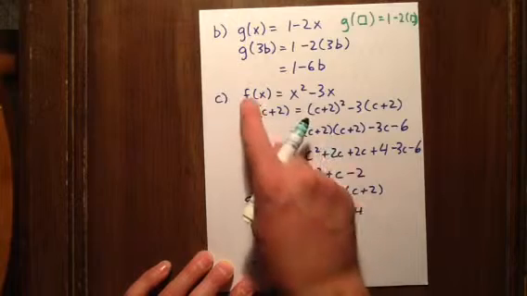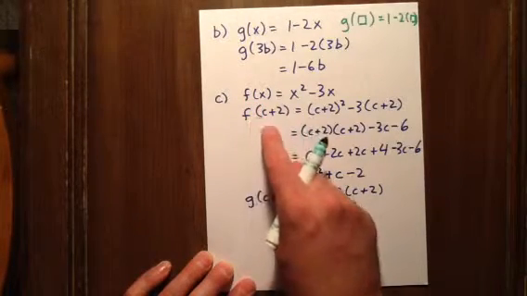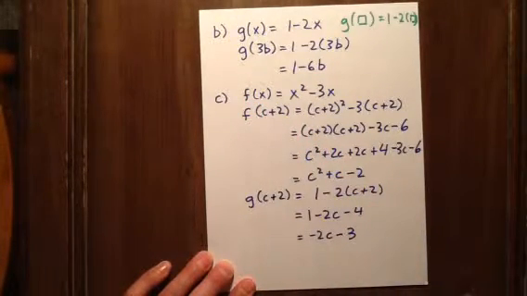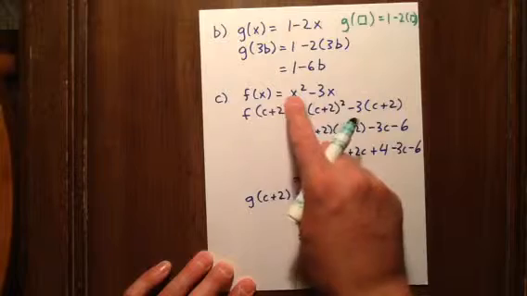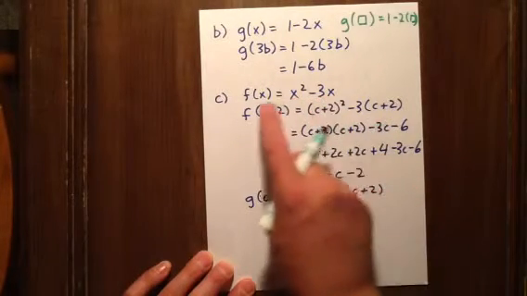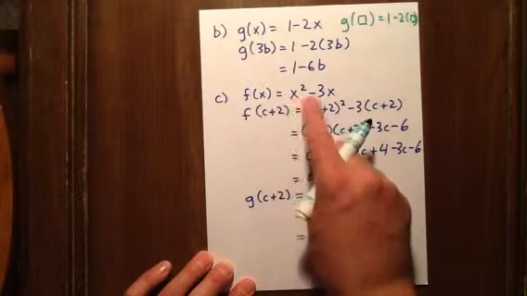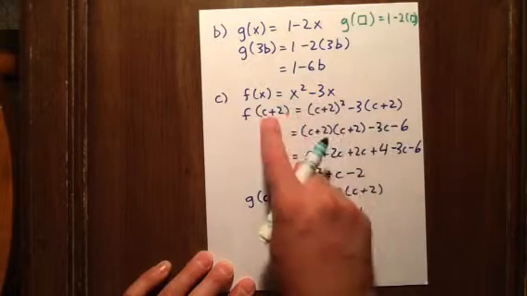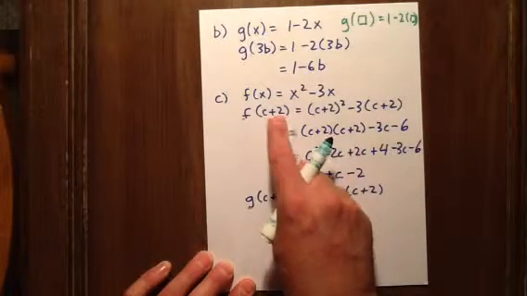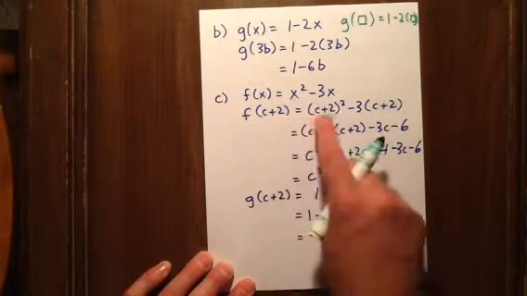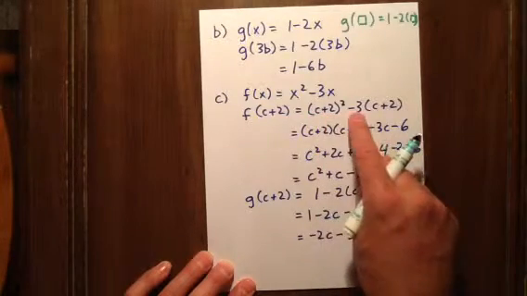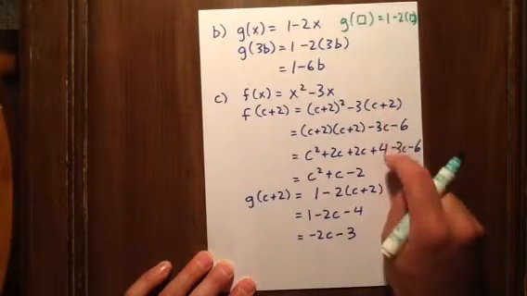The next one says, what is f at c plus 2 minus g at c plus 2? Well, let's figure out each one independently. If f at x is x squared minus 3x, that means f at block is block squared minus 3 block. Well, in this case, the block is c plus 2. So f at c plus 2 is c plus 2 quantity squared minus 3 times c plus 2.